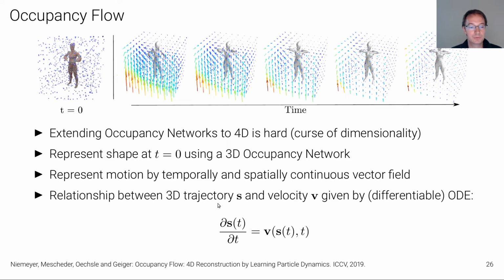Now, in order to model this, we need to model the relationship between the 3D trajectory through this velocity field and the velocity itself. And this is, of course, defined by a simple ordinary differential equation, which simply tells us that the derivative of the location is equal to the velocity. And what we use is some recent advances in differentiable ODE solvers to incorporate this into our model.